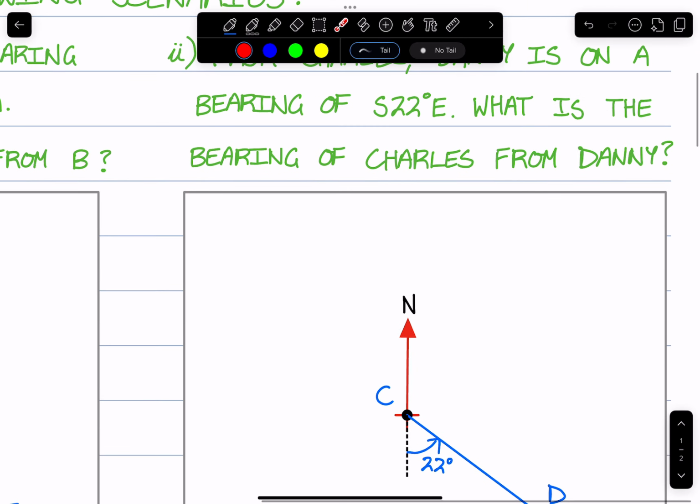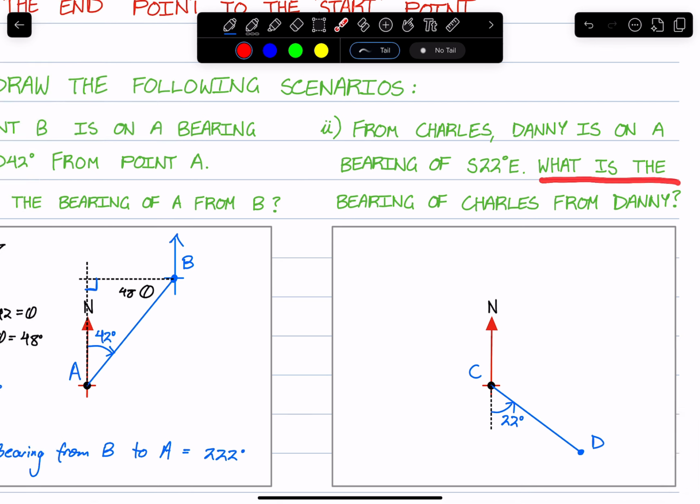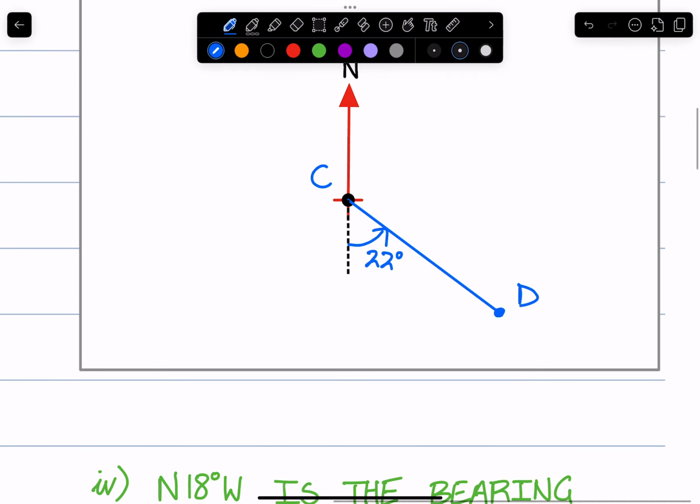So notice how in this question it's asking, what is the bearing of Charles from Denny? So from Denny, so from point D, we draw from point D a compass, like so.